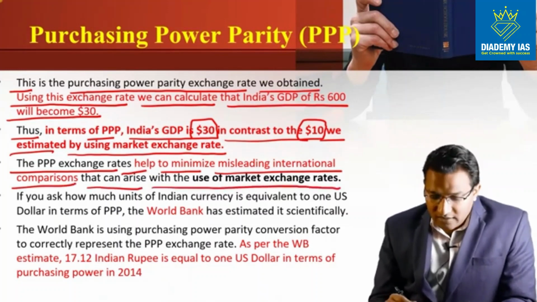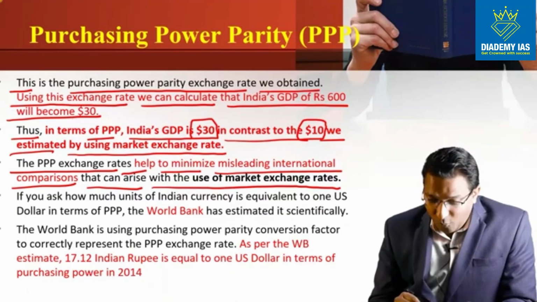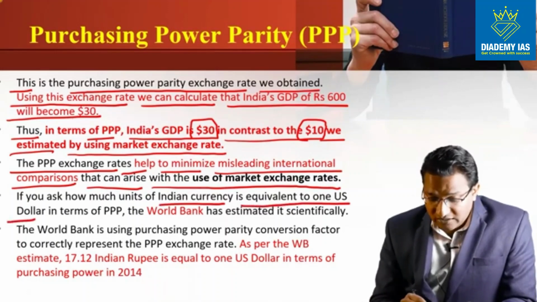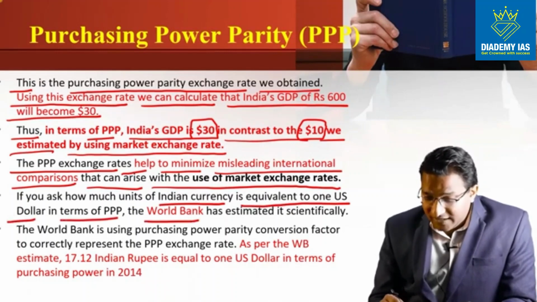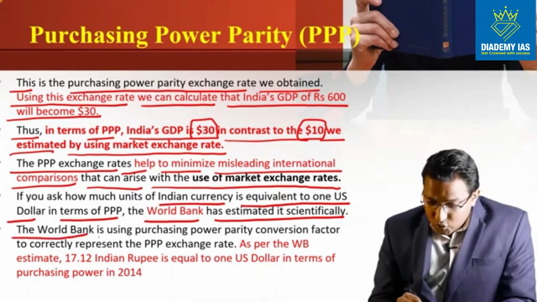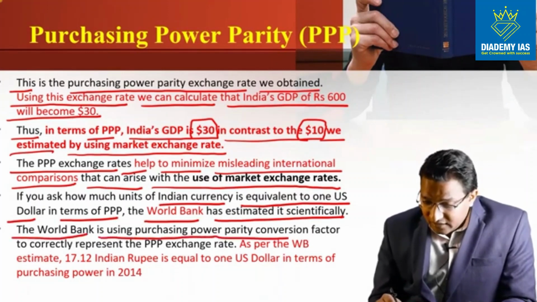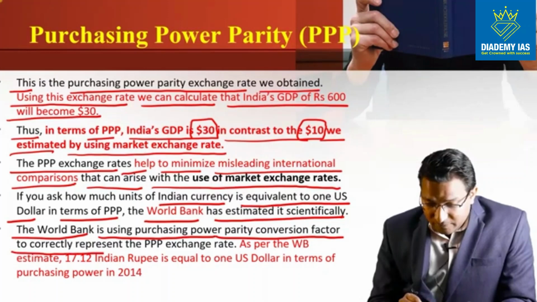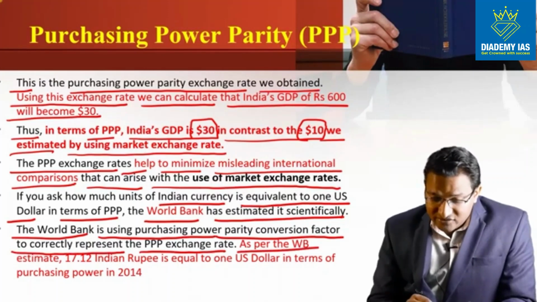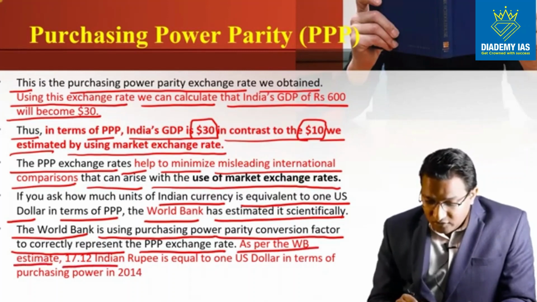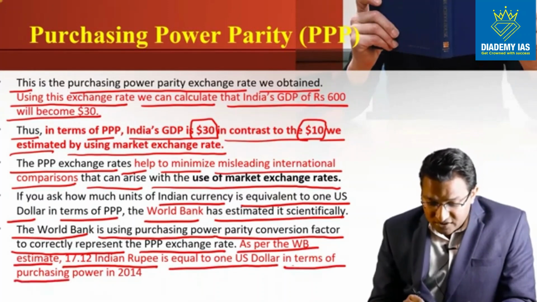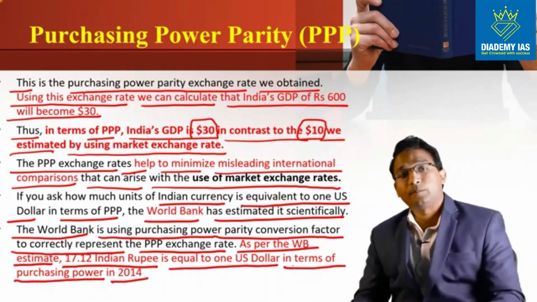If you ask how much unit of Indian currency is equivalent to $1 in terms of PPP, the World Bank has estimated it scientifically. The World Bank is using purchasing power parity conversion factor to correctly represent the PPP exchange rate. As per the World Bank estimate, 17.12 Indian rupee is equal to $1 in terms of purchasing power in 2014.